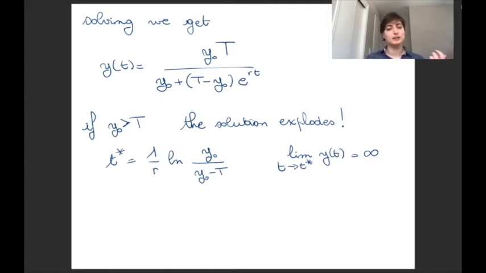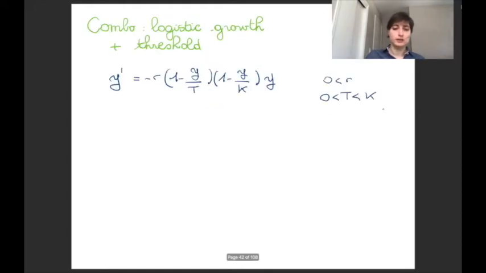That happens at t star, which we compute as 1 over r times the logarithm of y0 divided by y0 minus T. And so for y0 bigger than T, for time tending to t star, your solution tends to infinity. The solution tends to infinity in finite time. Obviously, this is not something we want. We expect a population to always have a finite number of individuals, not something tending to infinity after just a finite amount of time.